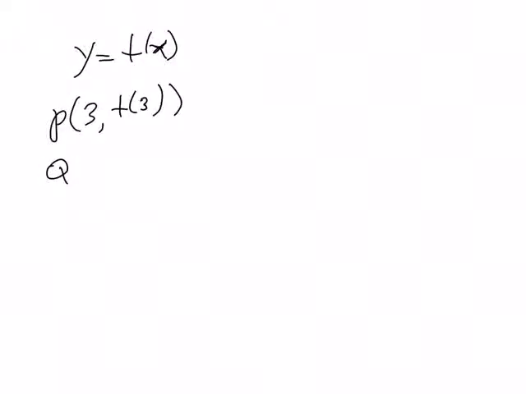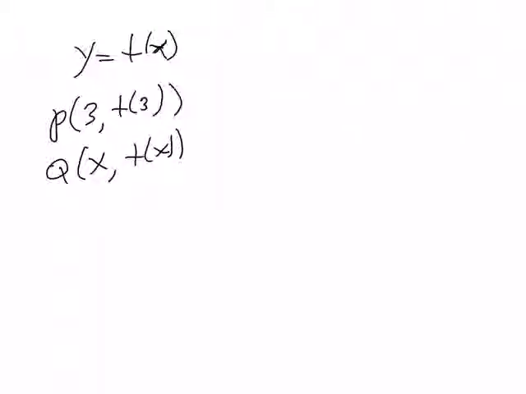So this is the first problem. A curve has the equation y equals f of x. Write an expression for the slope of the secant line through the points P, 3 comma f of 3, and Q, which is another point, x comma f of x. So Q can be some arbitrary point. Then write an expression for the slope of the tangent line at P.